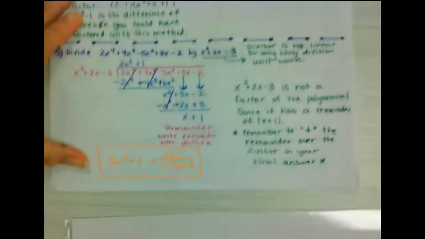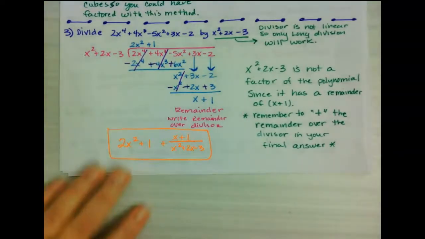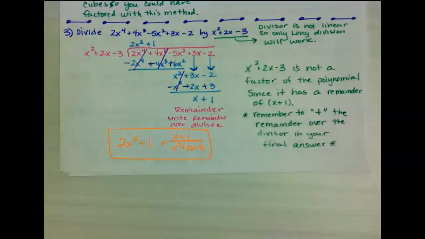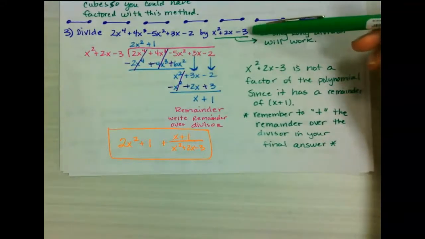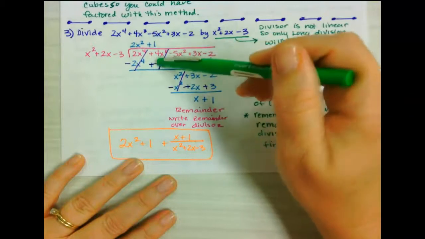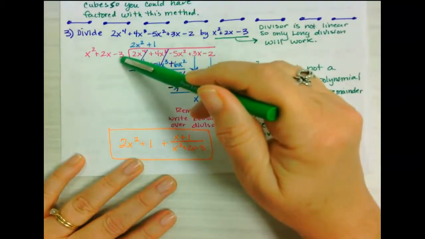All right, problem 3. So we're dividing this polynomial right here, and we're dividing it by this. So we should be able to look and see right off the bat that you can't use synthetic for this one because this is a quadratic divisor. So this is what goes on the outside. This is what goes underneath. Remember, when you multiply through, you have to multiply through to all 3 terms.